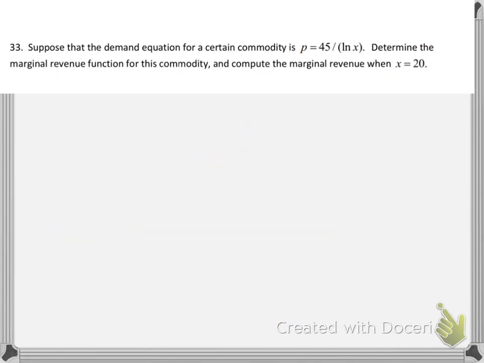Okay, let's go on to 33. Okay, 33 says, suppose the demand equation for a certain commodity is this. Determine the marginal revenue function. Okay, you have to remember that revenue equals price times quantity. What did they give you? They gave you price. So first off, excuse me, I shouldn't have said marginal revenue. I should have said revenue. So first thing I'm going to do is make sure that I know I have a revenue function. I'm not going to start working on this price function.